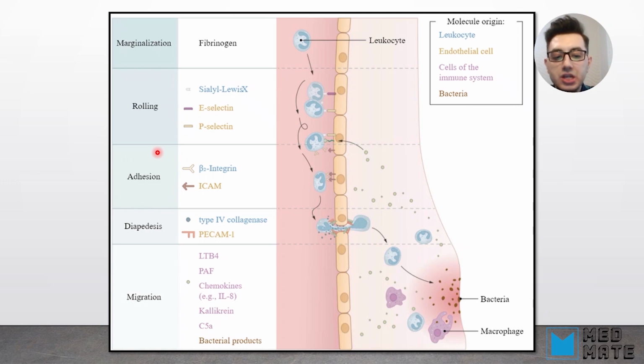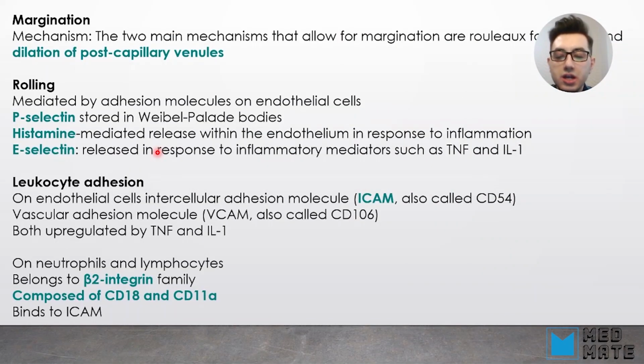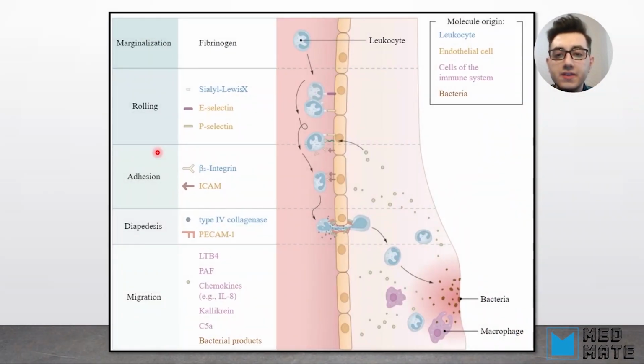Now let's talk about adhesion. Adhesion involves molecules on the endothelial cells, namely ICAM, also called CD54, and vascular adhesion molecules like VCAM, also called CD106, and they are upregulated by both TNF and IL-1. So here on this slide, you can see that ICAM, for example, is an adhesion molecule present on the endothelial cell that grabs onto the beta-2 integrin present on leukocytes, and that leads to adhesion.